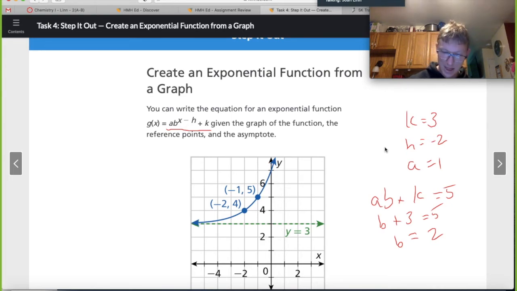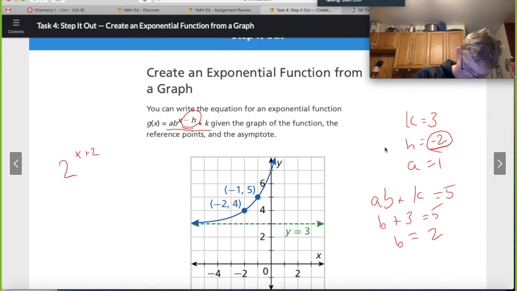But we can put that function together. So we've got a equals 1, b is 2 to the power of x plus 2. So why is that plus 2? So we got minus h, and we have a negative number here. So minus a negative is a positive, so that's why that's going to be plus 2. And then outside of the exponent is going to be our k, which is 3. So our g of x is equal to that guy right there.